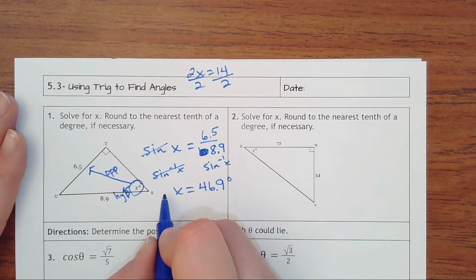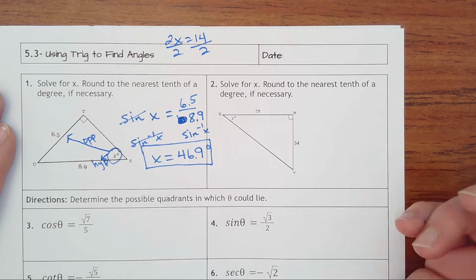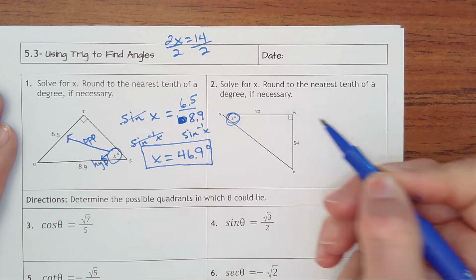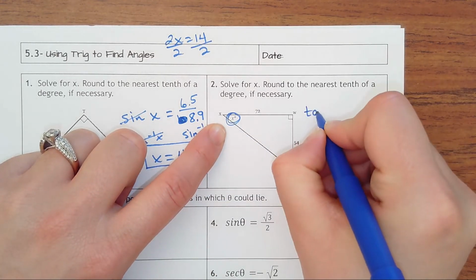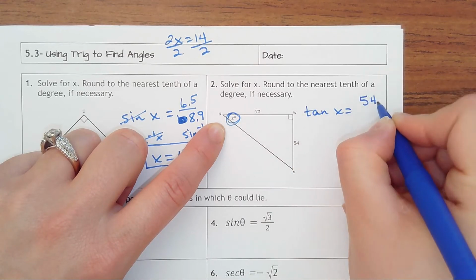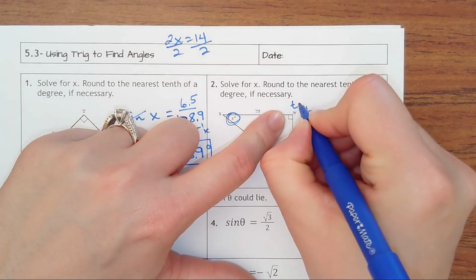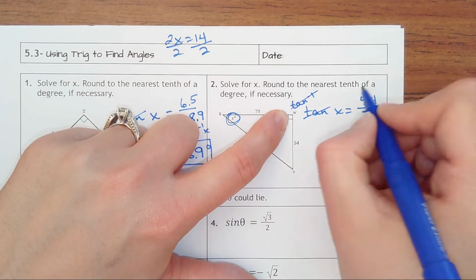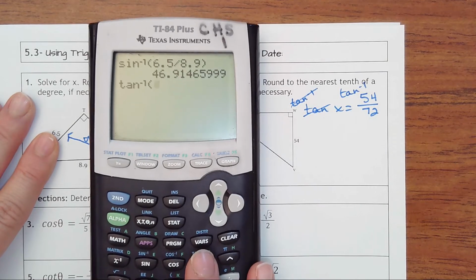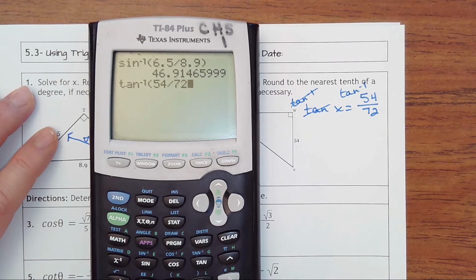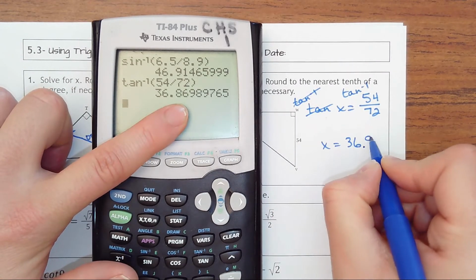The opposite of sine or cosine or tangent is the inverse of that function. So let's try one more. Solve for x, round to the nearest tenth of a degree if necessary. This time our angle is here. We have opposite and we have adjacent. That would be a tangent problem. Tangent of x equals 54 over 72, opposite over adjacent. To make tangent go away, I'm inversing this to make it cancel, and I'm inversing this side. So I'll put in second tangent 54 over 72. That would round to 36.9 degrees.